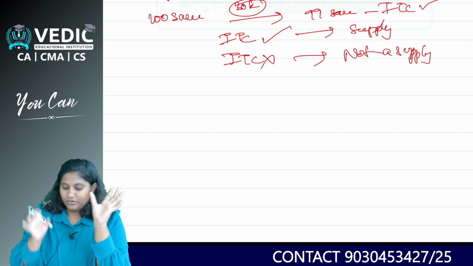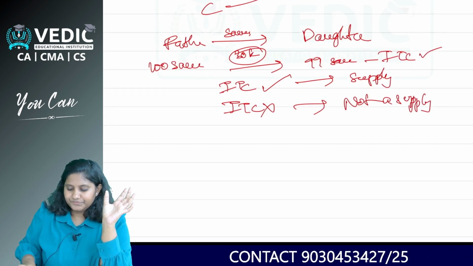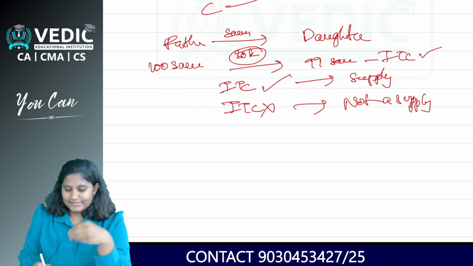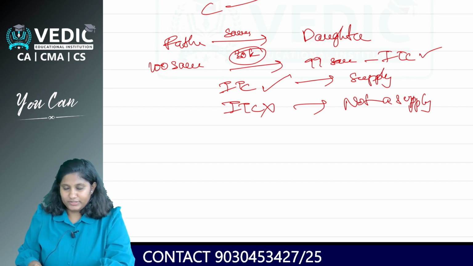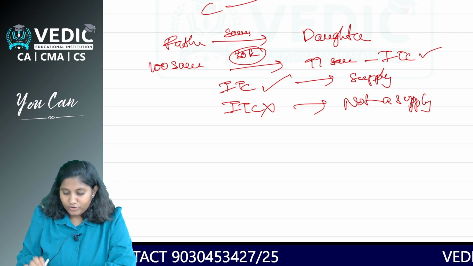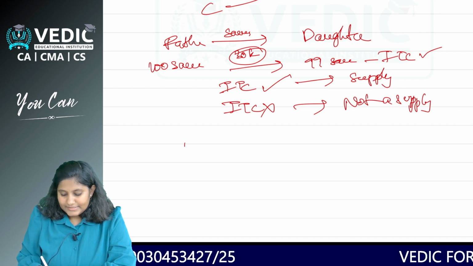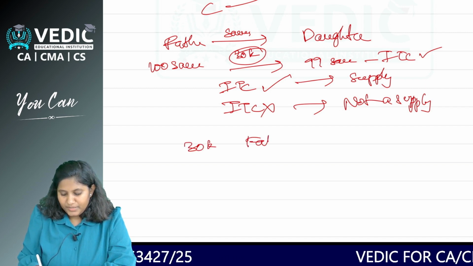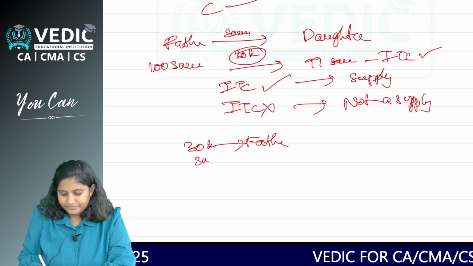See, I'll give you a brief about it. Let's take this 30K, my father and daughter example only. My father bought this 30K first. He bought this saree for someone.